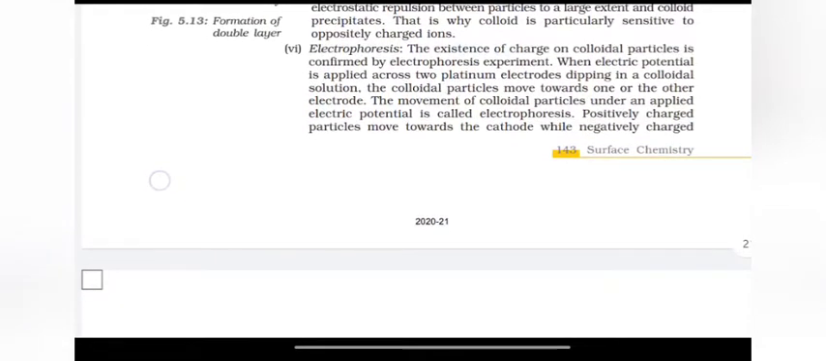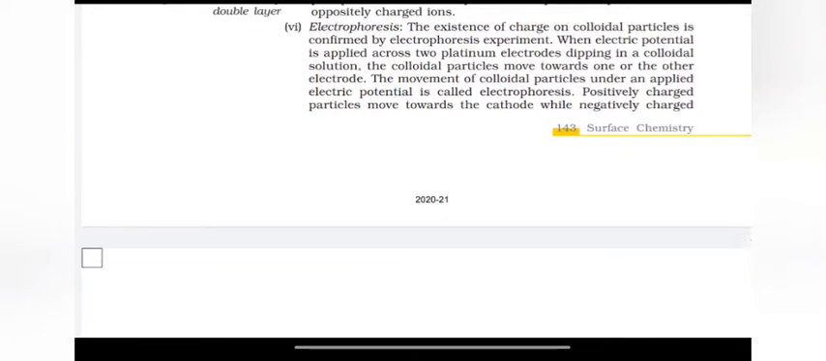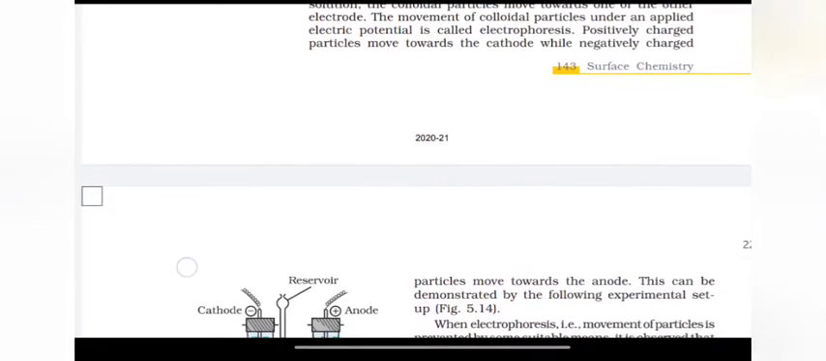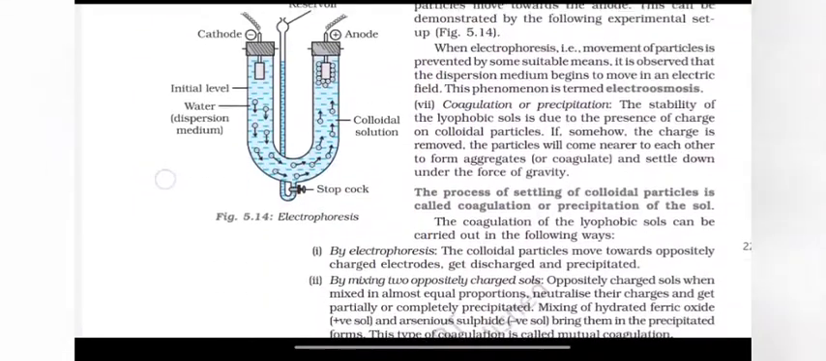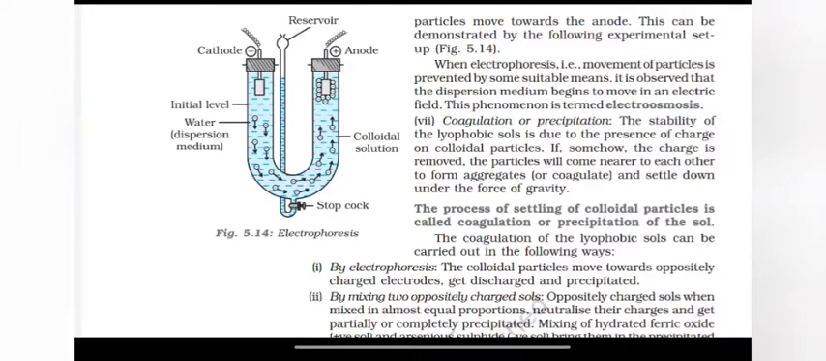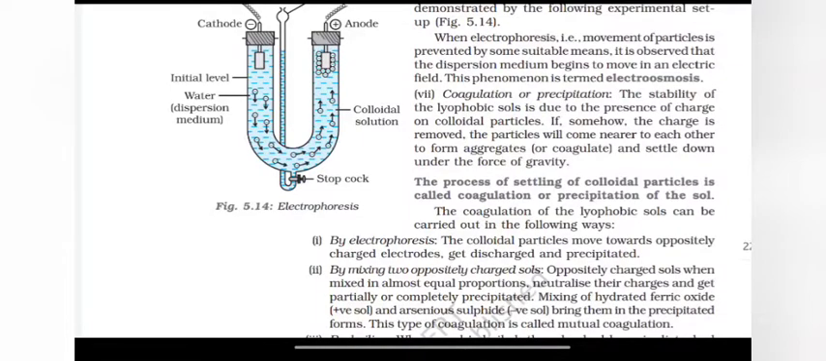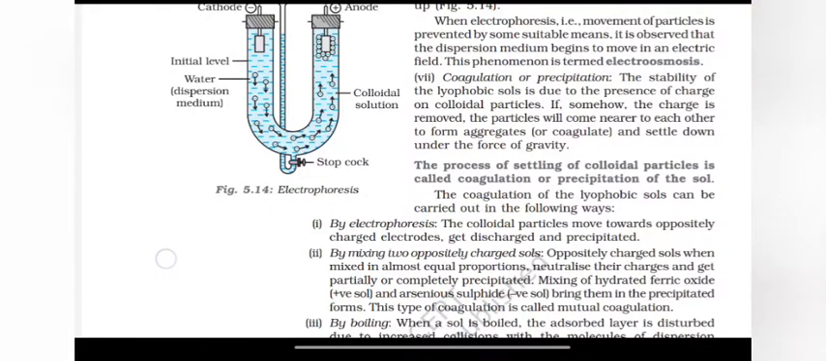Electrophoresis. The existence of charged particles is confirmed by an electrophoresis experiment. When electric potential is applied across two platinum electrodes dipping in a colloidal solution, the colloidal particles move towards one or the other electrode. The movement of colloidal particles under an applied electric potential is called electrophoresis. Positively charged particles move towards the cathode while negatively charged particles move towards the anode. When electrophoresis, that is movement of particles, is prevented by suitable means, it is observed that the dispersion medium begins to move in an electric field. This phenomenon is termed electro-osmosis.